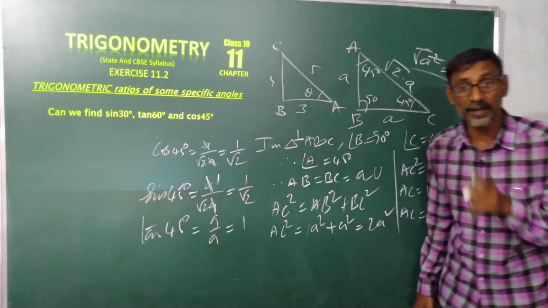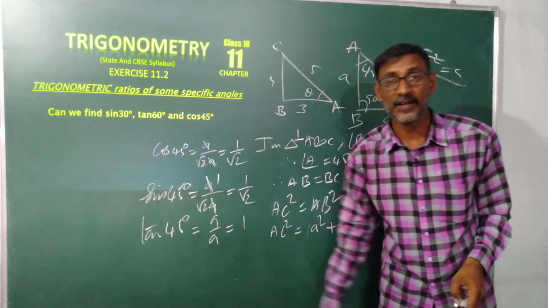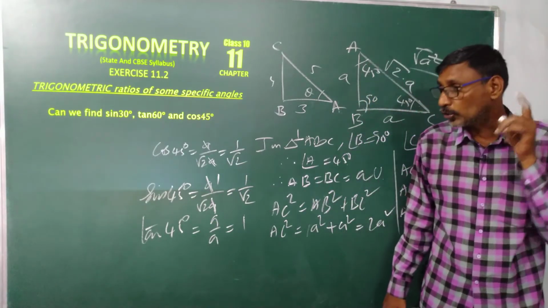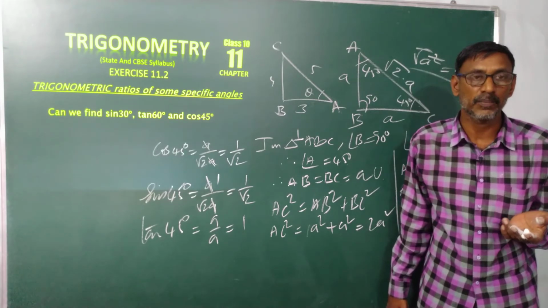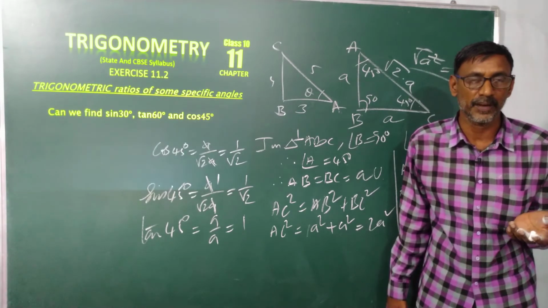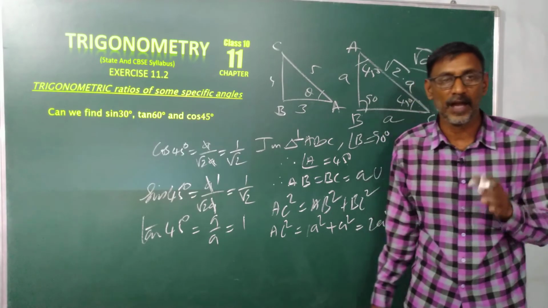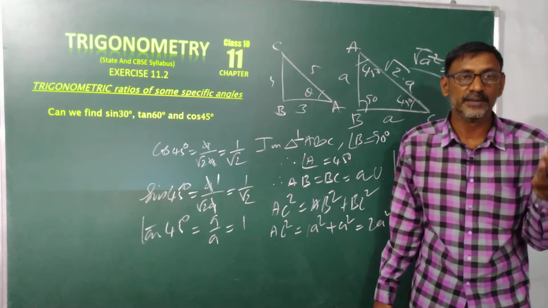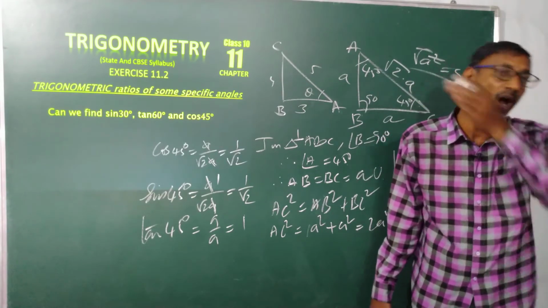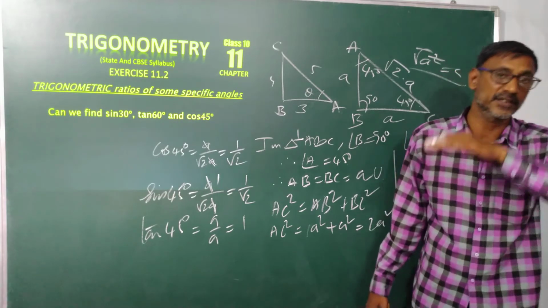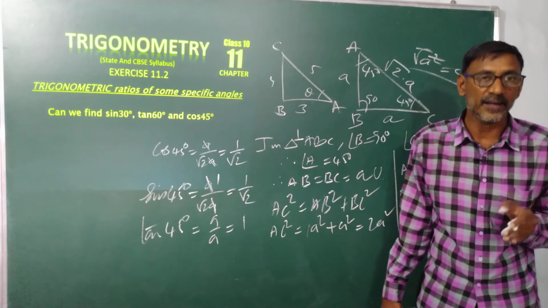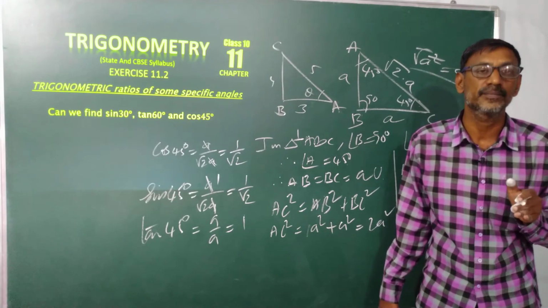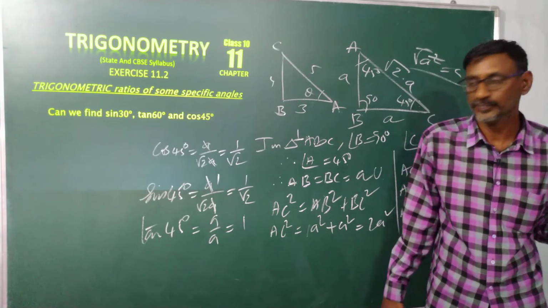That's the reason I am telling you sin, cos, tan ratios are very, very important to know for specific angles like sin 45, cos 45, tan 45. We can find these with the help of the ratios: opposite side by hypotenuse, adjacent side by hypotenuse, opposite side by adjacent side are sine, cos, tan respectively.